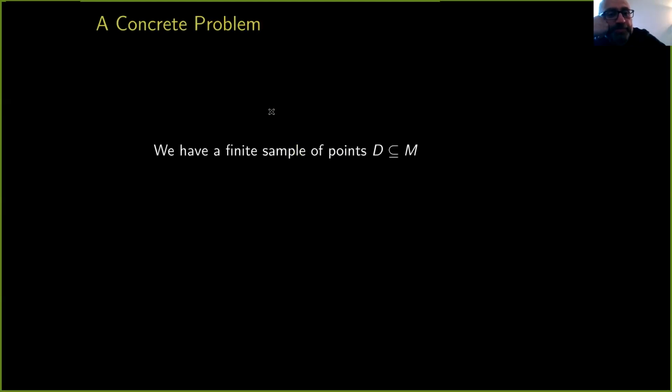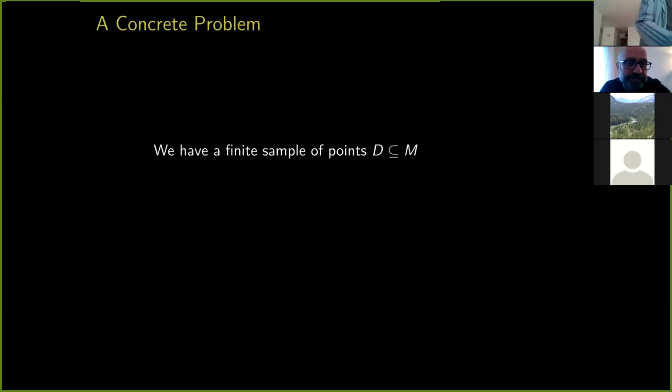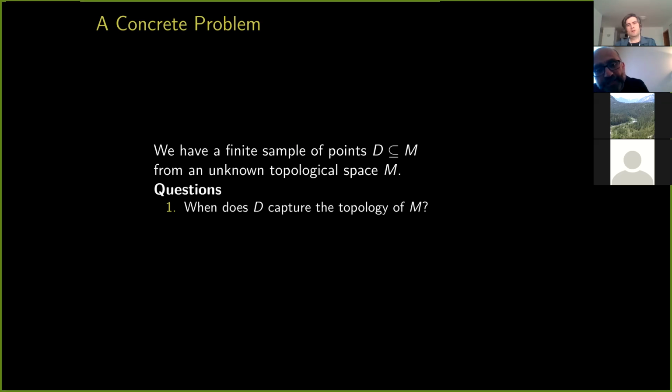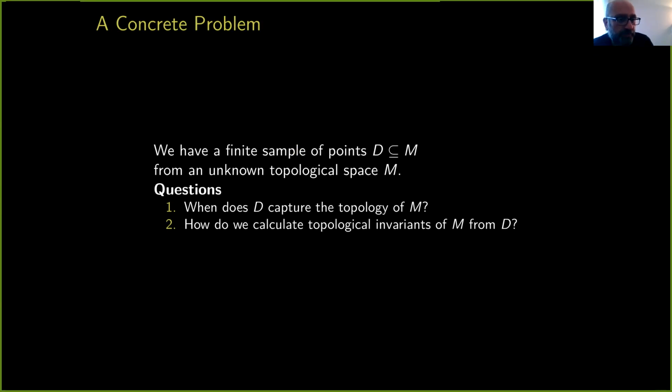Let me start with a concrete problem. This is a very old problem actually, but I'm going to talk about its relationship with this newly concocted area of topological data analysis as well. Here is the thing: we have a finite sample of points D from a topological space M, and we don't know anything about M, we just have the finite sample of points. There are two questions we would like to answer. One, when does D capture the topology of M, in whatever question you have in your mind? And the second, of course, is how do we calculate topological invariants of M using only D? So essentially, we are trying to take a continuous, topological object, M, and understand it using a finite sample of points, a finite approximation.